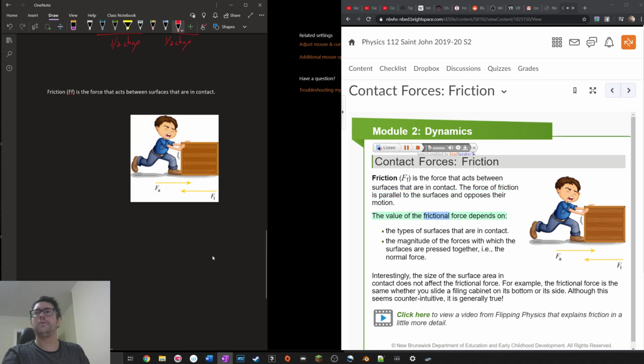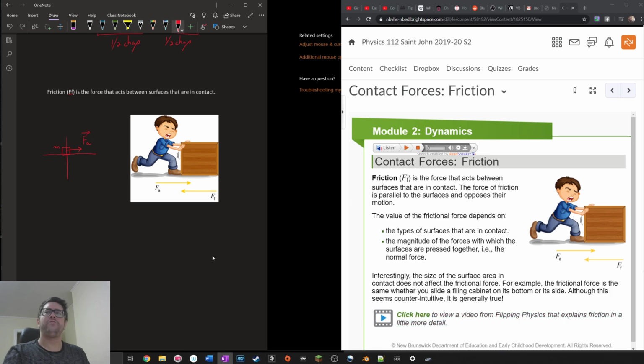The value of the frictional force depends on the types of surfaces that are in contact, and the magnitude of the forces with which the surfaces are pressed together, that is, the normal force. Interestingly, the size of the surface area in contact does not affect the frictional force. For example, the frictional force is the same whether you slide a filing cabinet on its bottom or its side. Although this seems counterintuitive, it is generally true. Click here to view a video from Flipping Physics that explains friction in a little more detail.